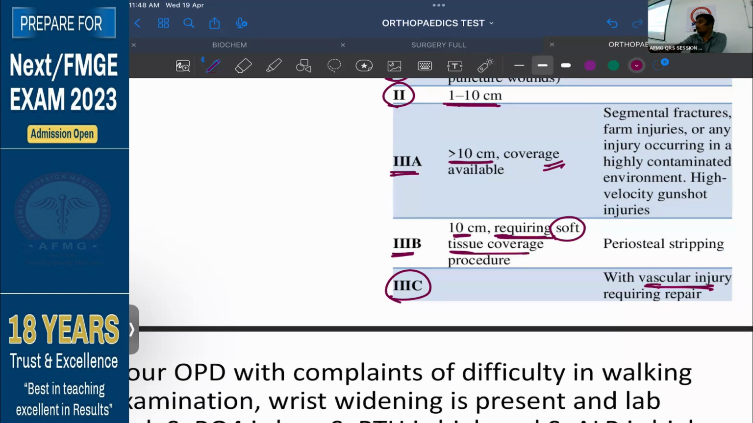Usually at that time you will go for a soft tissue coverage. Initially you do not do soft tissue coverage if you are sure that you might need what? You might need another surgery in this patient.